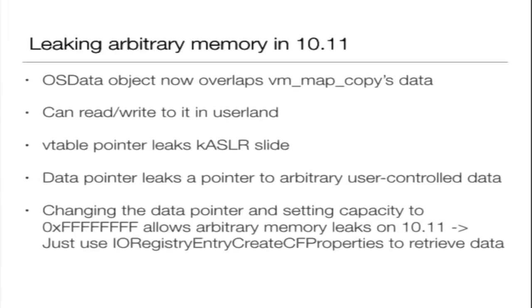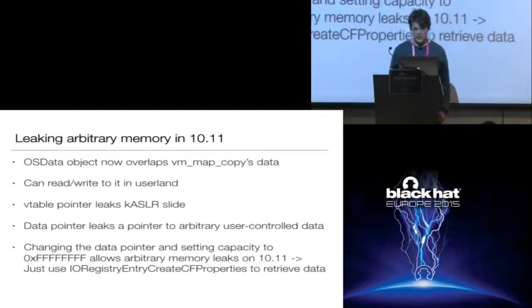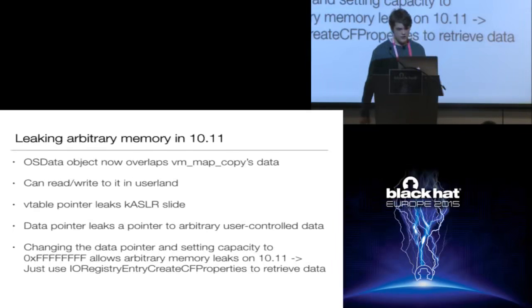And the vtable pointer leaks the KASLR slide. And the data pointer leaks a pointer to arbitrary user-controlled data. So if you change the data pointer and set the capacity to a very high value, so when you free the OSData, it doesn't actually corrupt the data you've just read, you can just use IOKit functions to read out the OSData fairly easily.